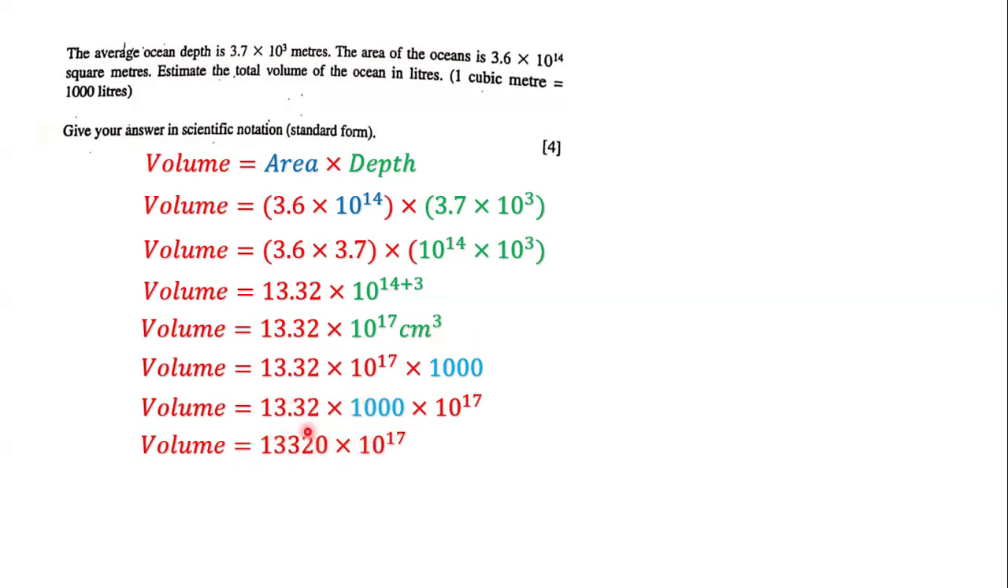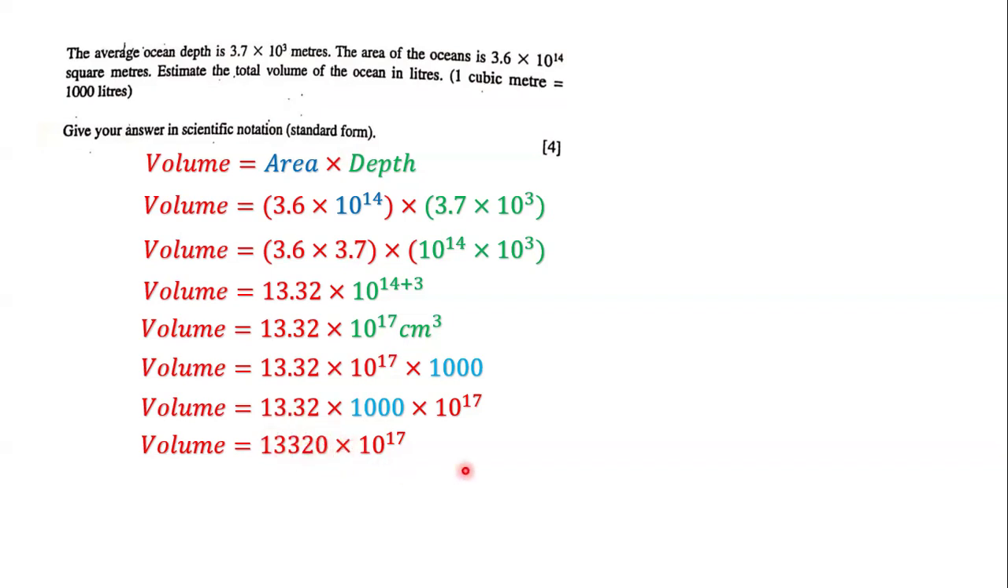So this number is not in scientific notation. This number is the problem because it has to be any real number from 1 to 10, but not including 10. And this number is too big, so we have to make it smaller.